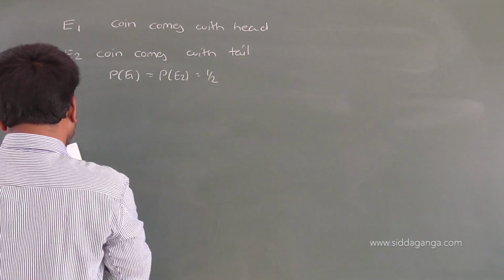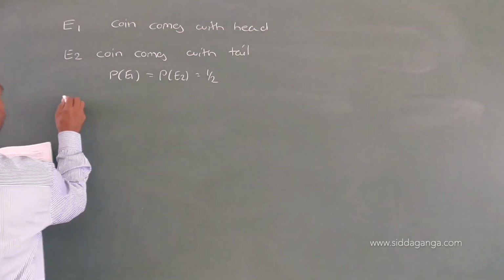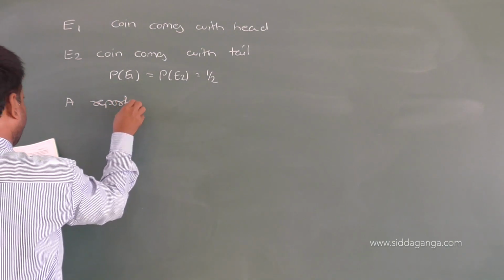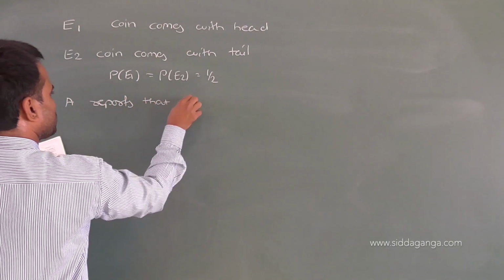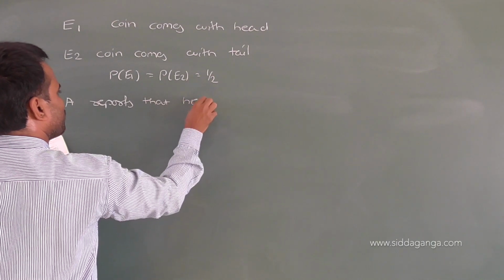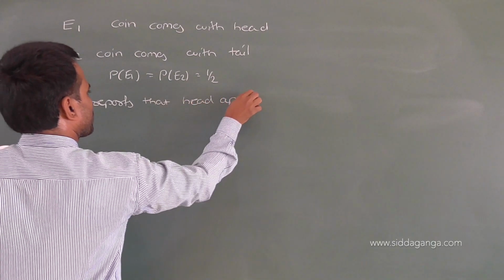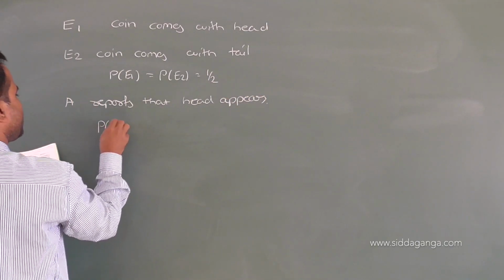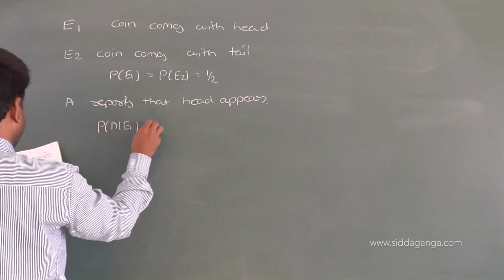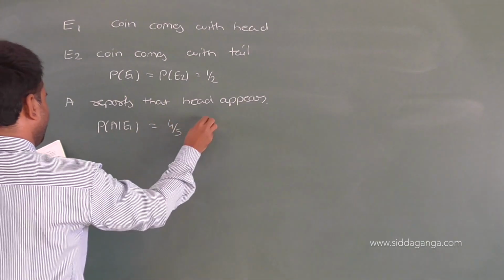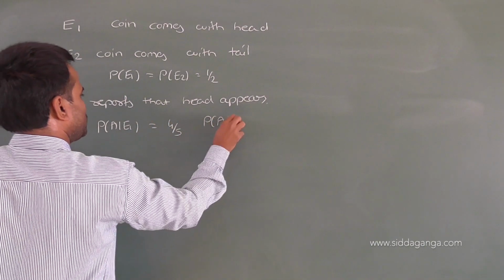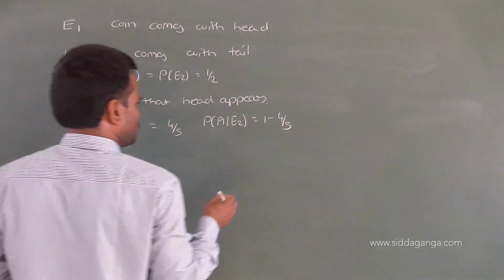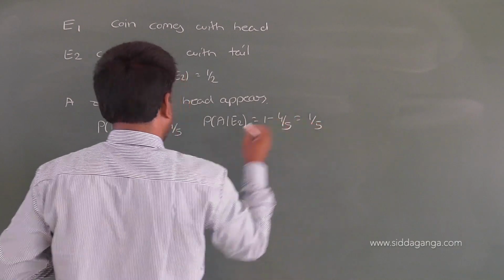Okay. So let A be the event that the report says head appears. Probability of A given E1, he has given: how much is it? 4 by 5. Probability of A given E2 is 1 minus 4 by 5, so that should be 1 by 5.